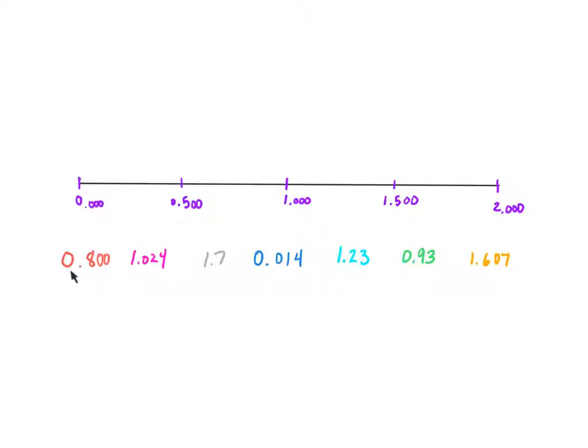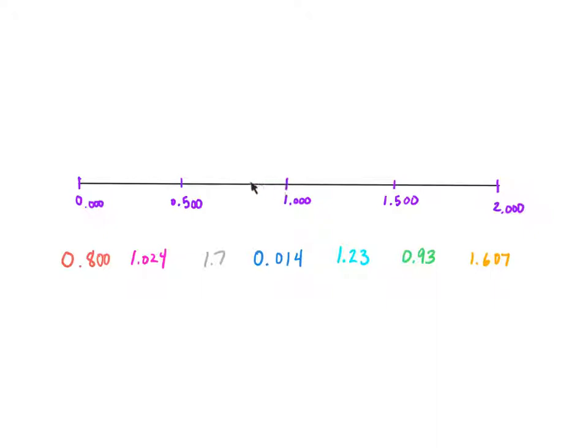So the first thing I'm going to do is realize that this is less than a whole because there is a 0 in the ones place. So I know it's somewhere in this range right here. The 8 tells me that it is greater than a half because a half has a 5 in the tenths place. This has an 8. So now I know it's somewhere in this range right here.